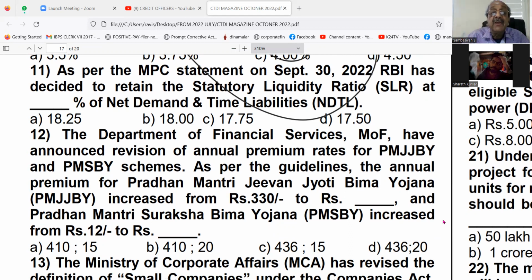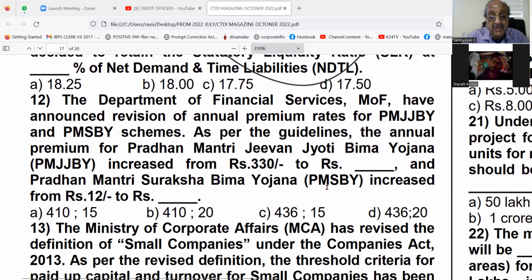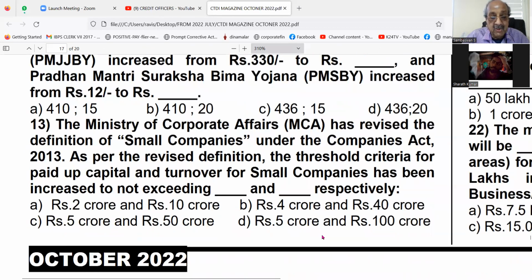This is the question: the revised premiums for Pradhan Mantri Jeevan Jyoti Bima Yojana and Suraksha Bima Yojana. The answer is D. That is, JJBY is now 436 rupees. SBY, Suraksha Bima Yojana, is now 20 rupees. Good. So, Sharat Kumar, read 13.